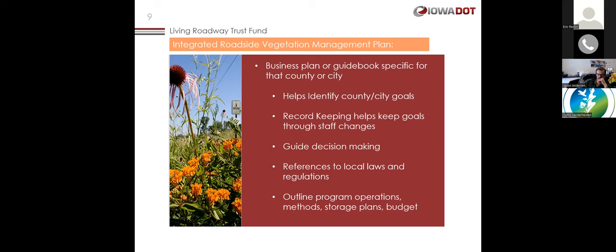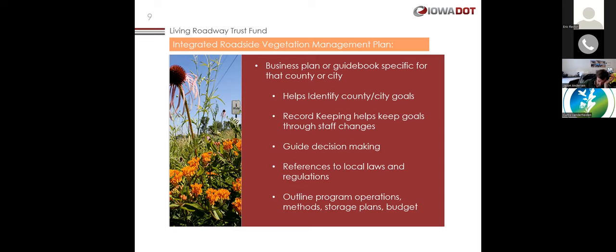The IRVM plan will include storage plans for seed, erosion control materials, and chemicals. It will identify your limits for what you can order, obtain, and store without having to make other arrangements. The plan would identify an annual budget and could also include a summary of prior year and current year. And for a lot of counties, the budget is their driving force for IRVM. The budget can help demonstrate how IRVM is working for your county.